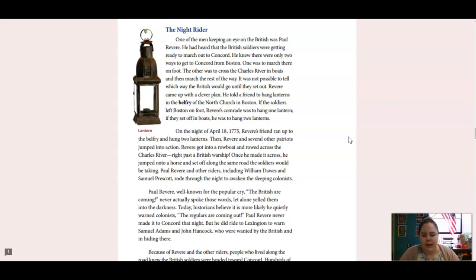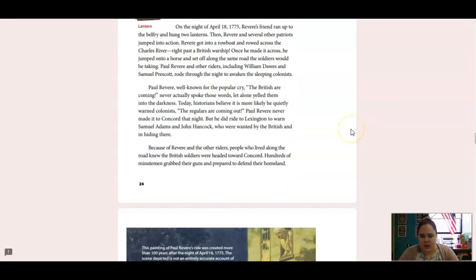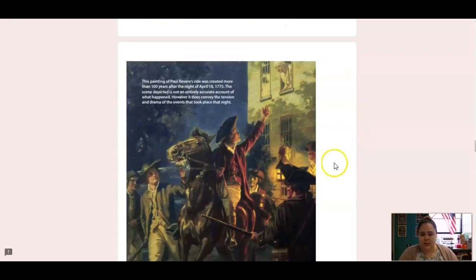Paul Revere never made it to Concord that night, but he did ride to Lexington to warn Samuel Adams and John Hancock, who were wanted by the British and hiding there. Because of Revere and the other riders, people who lived along the road knew the British soldiers were headed toward Concord. Hundreds of Minutemen grabbed their guns and prepared to defend their homeland.